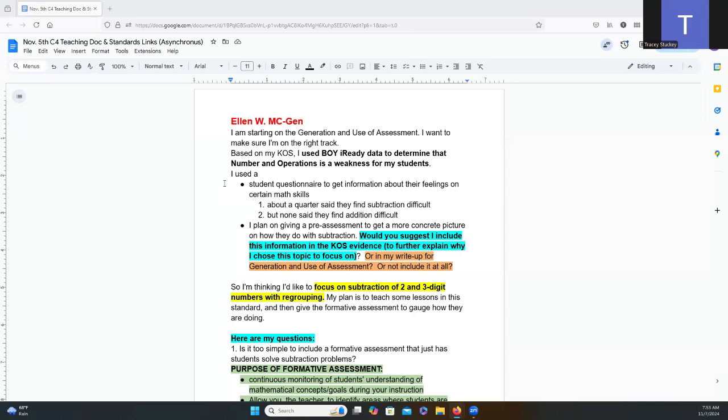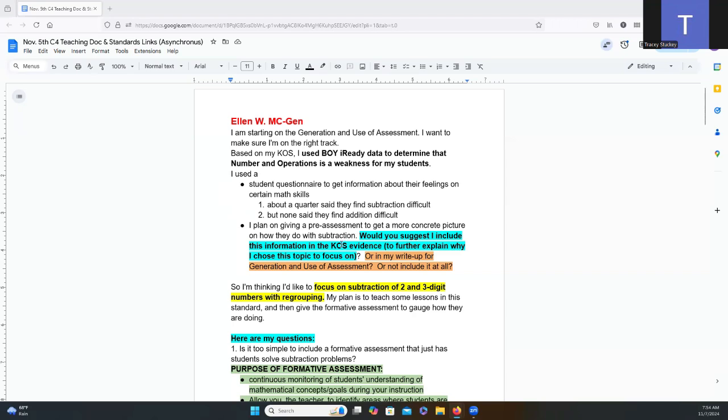She says she's starting on the generation and use of assessment, and she wants to make sure she's on the right track. Based on your KOS, Ellen, you used the BOY, the beginning of year data, to determine that number and operations is a weakness for your students. These are the things you used: a student questionnaire to get information about their feelings on certain math skills. You learned that about a quarter said they find subtraction difficult, but none said they find addition difficult. Interesting finding, right? From that, you planned on giving a pre-assessment to get a more concrete picture of how they do with subtraction.